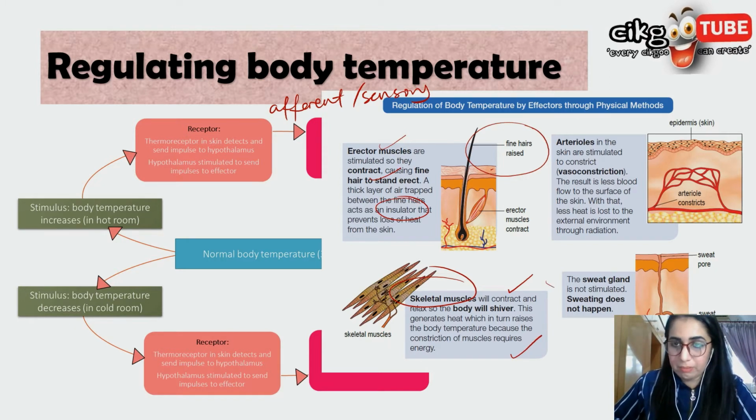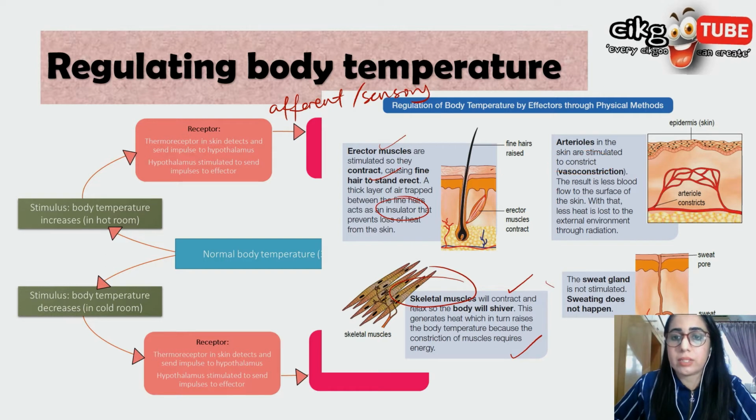The arterioles, involving the blood circulatory system, in the skin will be stimulated to constrict. So now when the blood temperature or body temperature reduces, the arterioles undergo vasoconstriction. Earlier, when the body temperature increased, it was vasodilation. So you have to remember that. Now, this results in less blood flow to the surface of the skin, and with that, less heat is lost to the external environment through radiation.